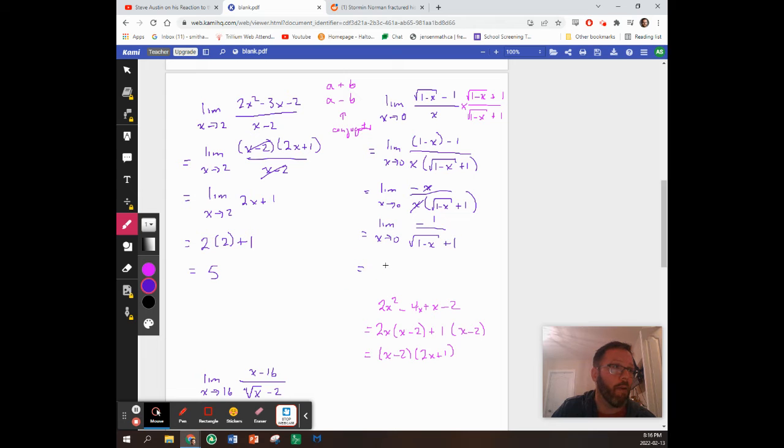Now we can plug in 0. Negative 1 over the root of 1 minus 0 plus 1. So on the bottom, we have the root of 1 plus 1, which is 2. And I'll just squeeze this in here. This is equal to negative 1 over 2.